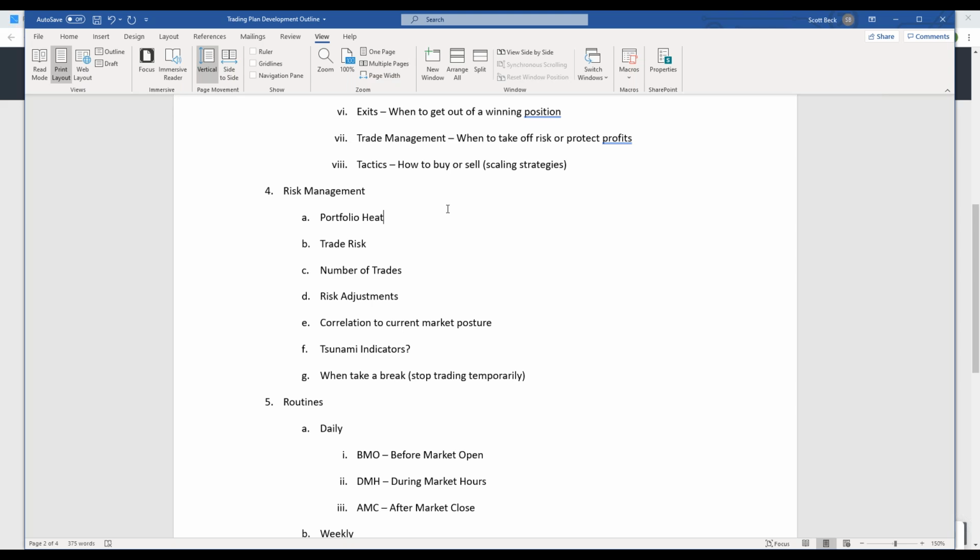So you can see here, as I decide my portfolio heat and my trade risk, that helps me decide how many trades should I be in at any given time? How will I make risk adjustments, both in current trades and as an overall portfolio level? How do I correlate my risk to my current market posture? And that's what we just talked about.